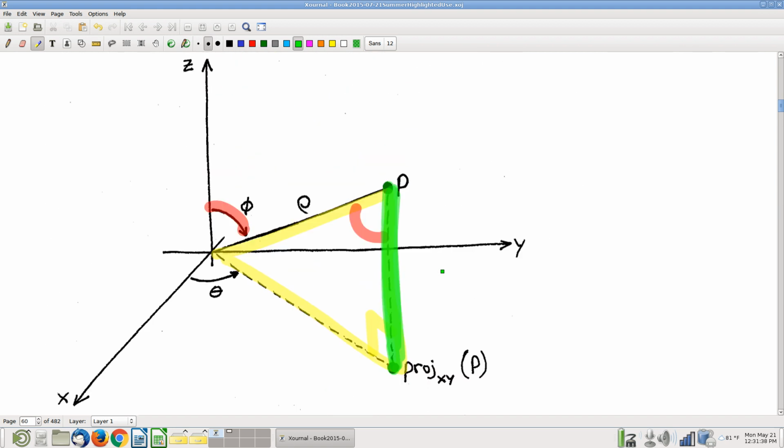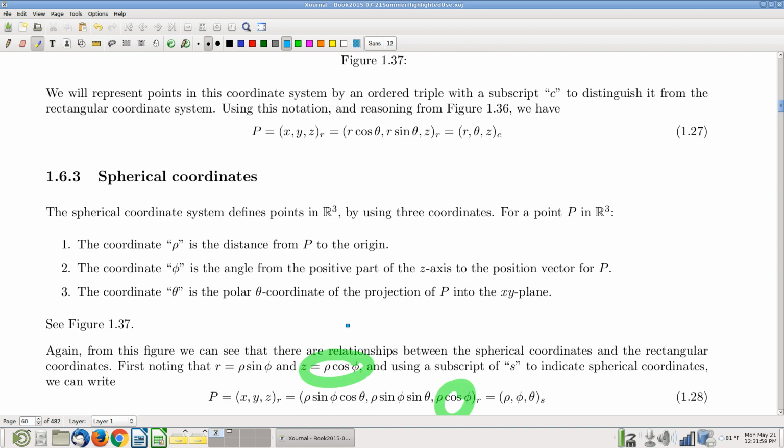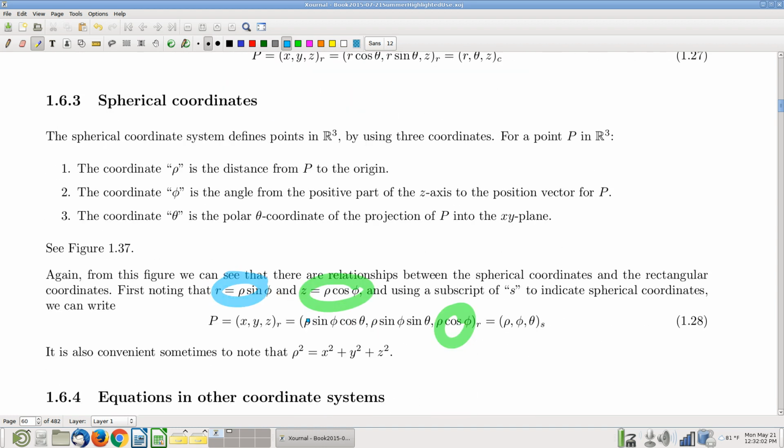Now, to get the x and y coordinates, it's a slightly different situation. Here's the other leg of the triangle, and that's neither x nor y, but it is something that we've already talked about. That is r, the cylindrical coordinate r. So r is clearly rho sine phi. And r being rho sine phi allows you to easily write down that x is r cosine theta and y is r sine theta. So that's how you think about it. That's how I like to think about it anyway.